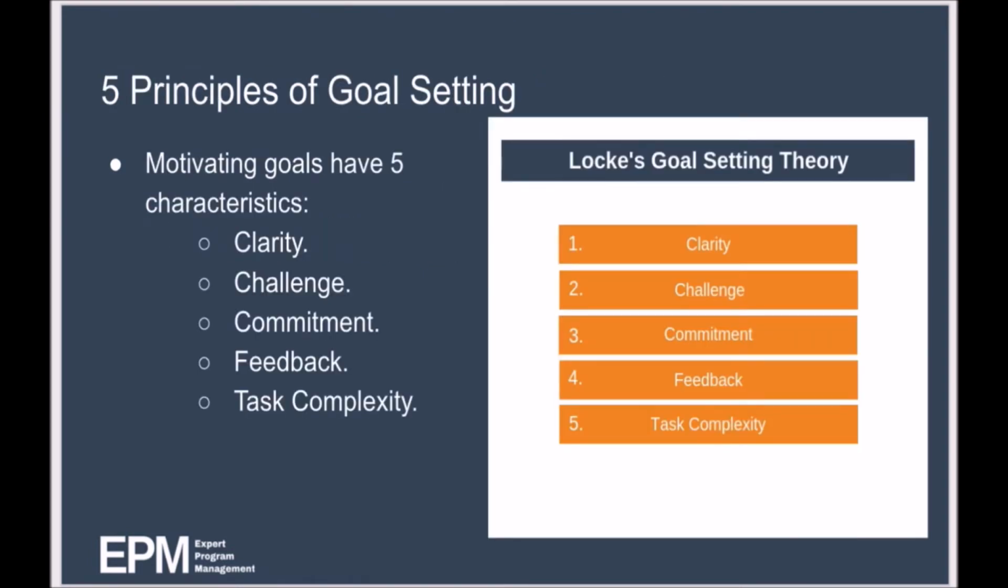So according to goal setting theory, to be motivating and increase productivity, goals need to have the following 5 characteristics: clarity, challenge, commitment, feedback, and task complexity. Now let's examine each of these in turn.